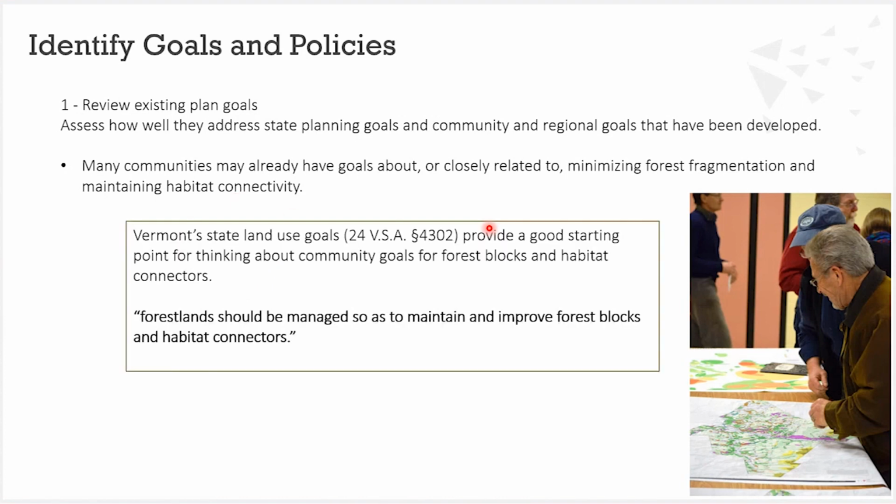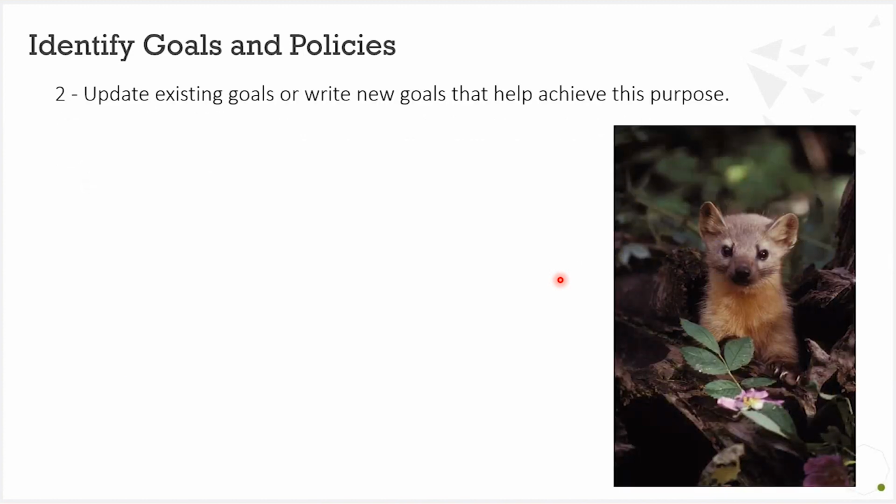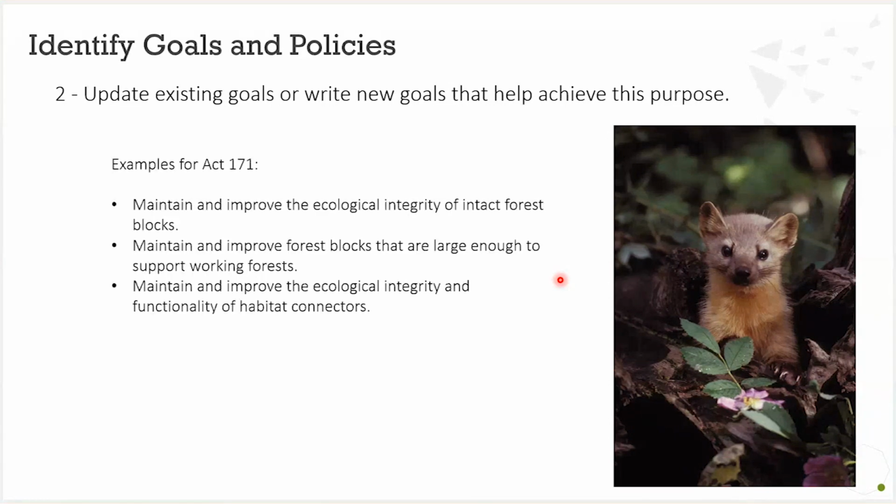We know that. And just a reminder that this new language about forest land should be managed so as to maintain and improve forest blocks and habitat connectors. So that's a statewide goal that we'll want to bring in to our community goals and see how that manifests. So then the next step is to update those goals with new goals to help achieve the purpose of the state planning goals or the other goals that you've written.